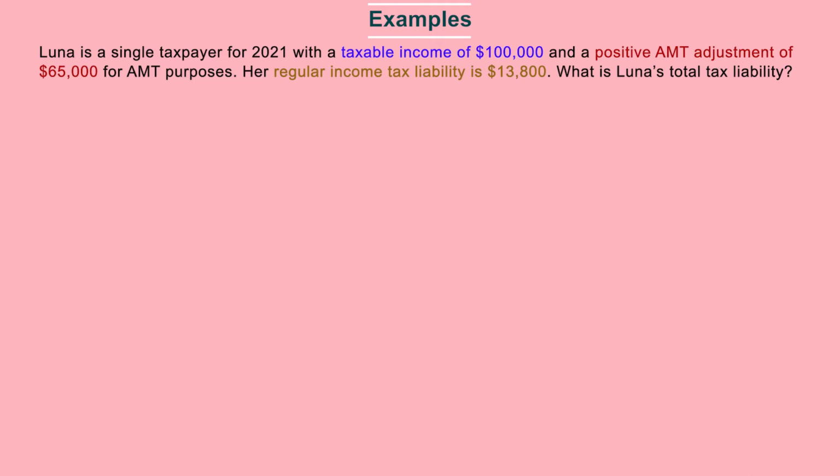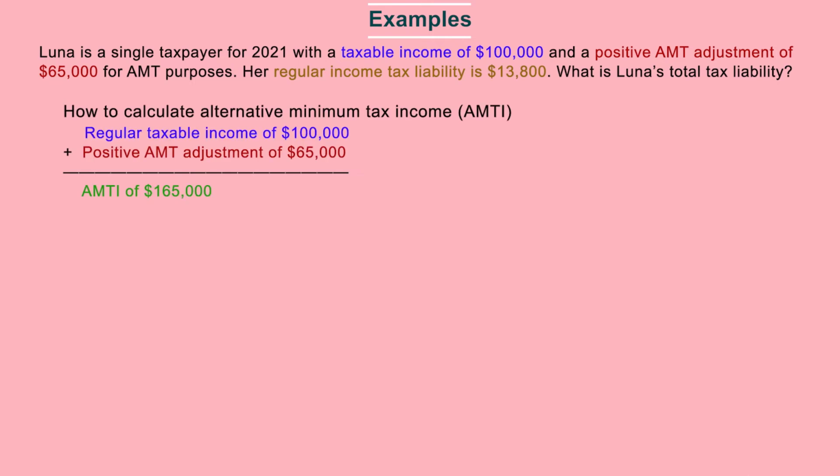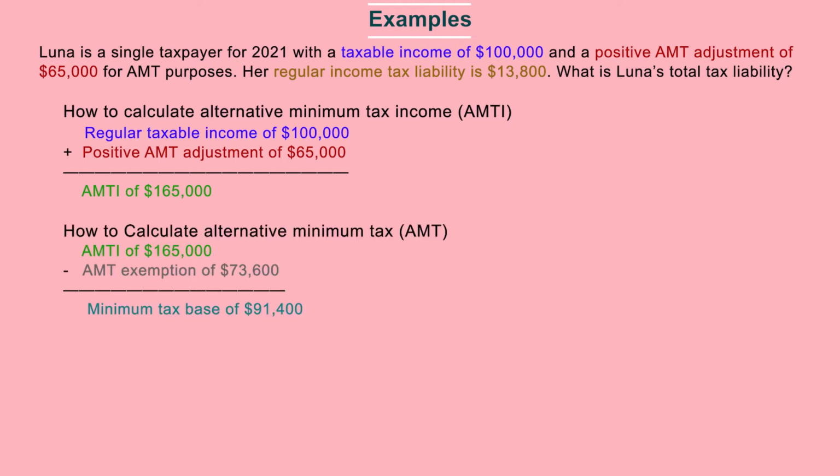Her regular income tax liability is $13,800. What is Luna's total tax liability? How to calculate alternative minimum tax income, AMTI: regular taxable income of $100,000 plus positive AMT adjustment of $65,000 equals AMTI of $165,000.